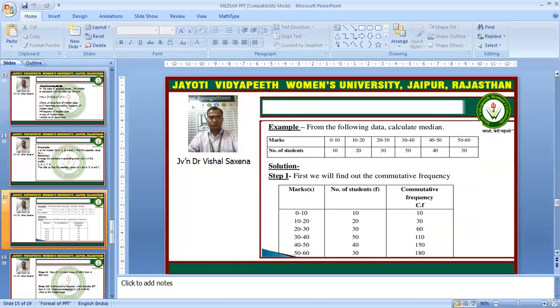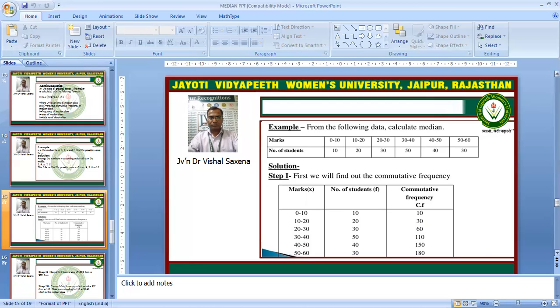Now we take an example for this. From the following data, calculate the median. For this series, we have to find the median, and actually the question is from the continuous series or the group data. We are given marks in class interval form, and the number of students, the frequency. So first we have to make the cumulative frequency table to find the median.